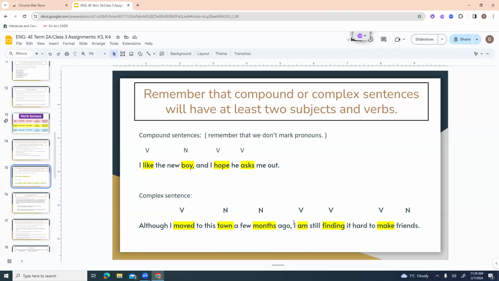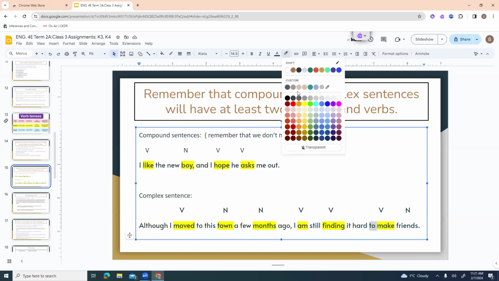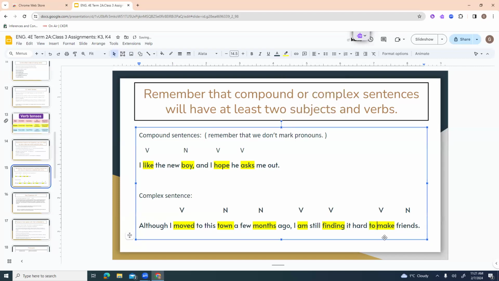Now we're on the second part, right? The second clause. We're not going to mark I as a pronoun. Am is a verb. Still is our adverb. Finding it is another verb, so we mark it. Finding it hard to make. Now, this is the only one where you could conceivably mark the to as part of the verb as well.